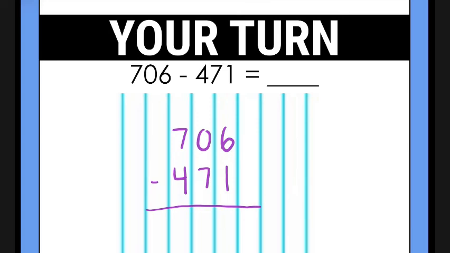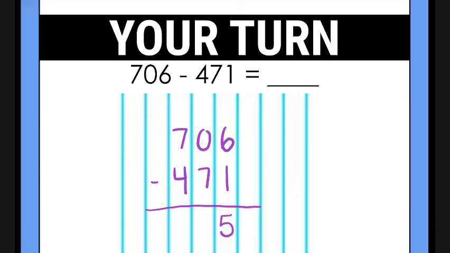So let's start in our ones. We have 6 minus 1. More on the top, no need to stop. 6 minus 1 equals 5. Next, let's look at our tens. I have 0 tens minus 7 tens. If I have 0 of something, can I give away 7? No. More on the floor.